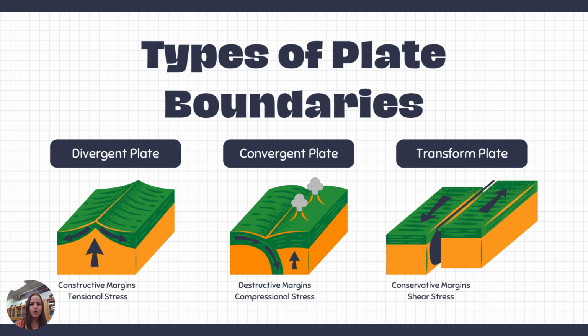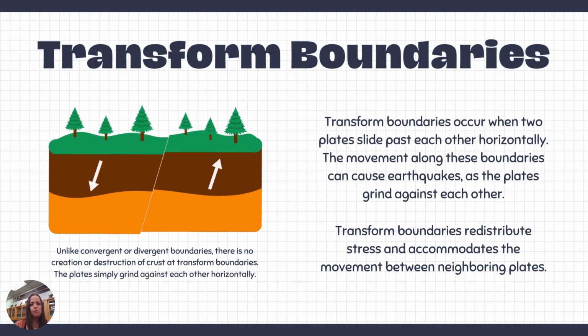Okay. So again, now we are looking at transform plate boundaries. We went over these in the last one. Divergent constructs things from tensional stress. Convergent destroys things from compressional stress. Now we're looking at transform plate boundaries where there's nothing being created or destroyed. We're just sliding right past with shear stress. Okay, so transform plate boundaries happen when two plates slide past each other.